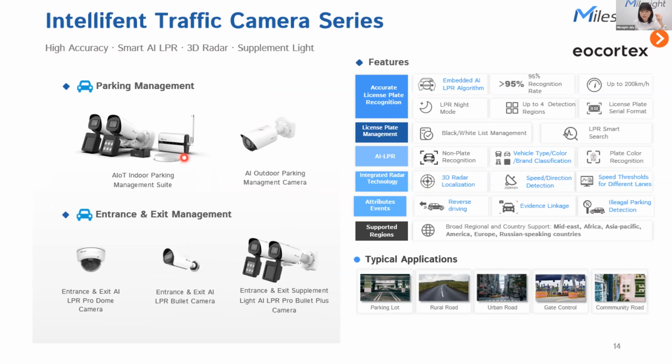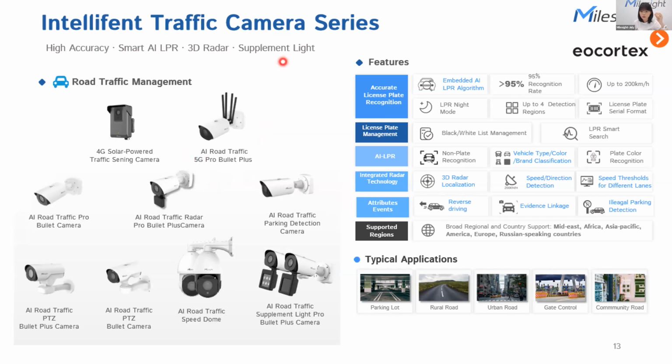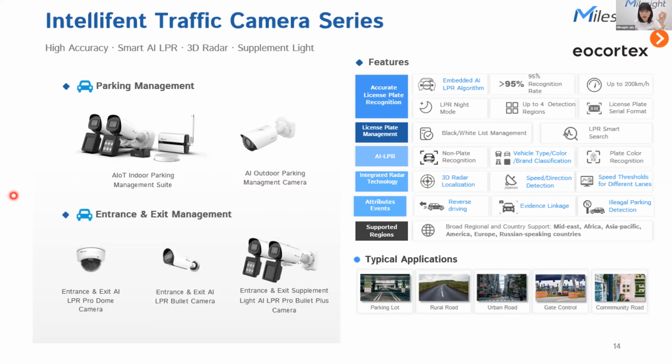For the last series, it is our intelligent traffic series. It is more focused on vertical traffic applications. Nowadays, we have divided it into road traffic and parking, entrance and exit. Functions like license plate recognition, speed detection, and AI-based attributes recognition for further analysis like vehicle type, brand, color, and so on, all ensure road safety and are tailored to specific vertical scenarios.